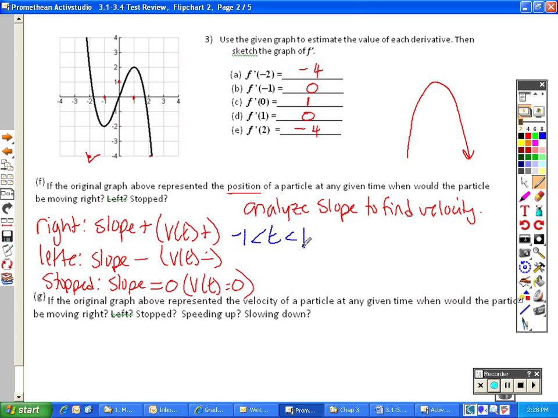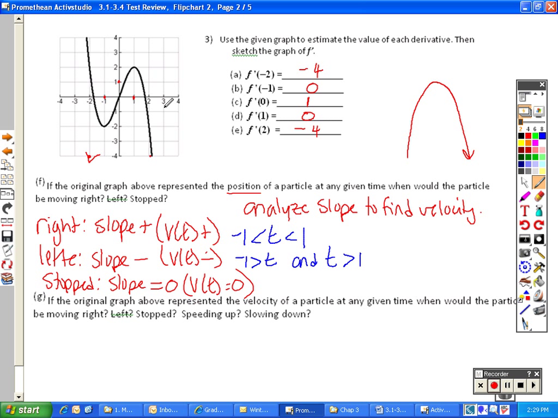All right, when's it moving to the left? That's when the slope of this graph is negative. It's decreasing, i.e. has a negative slope from basically -infinity. So for t that is less than -1, all of the values of t to the left of -1, and also for t that is bigger than 1, all the time after 1. We're assuming this graph goes on forever.